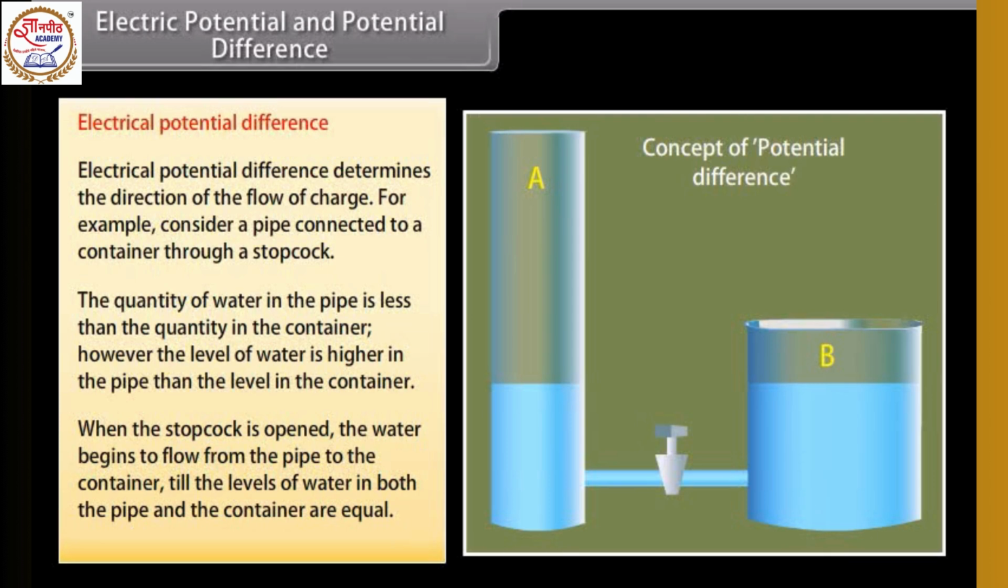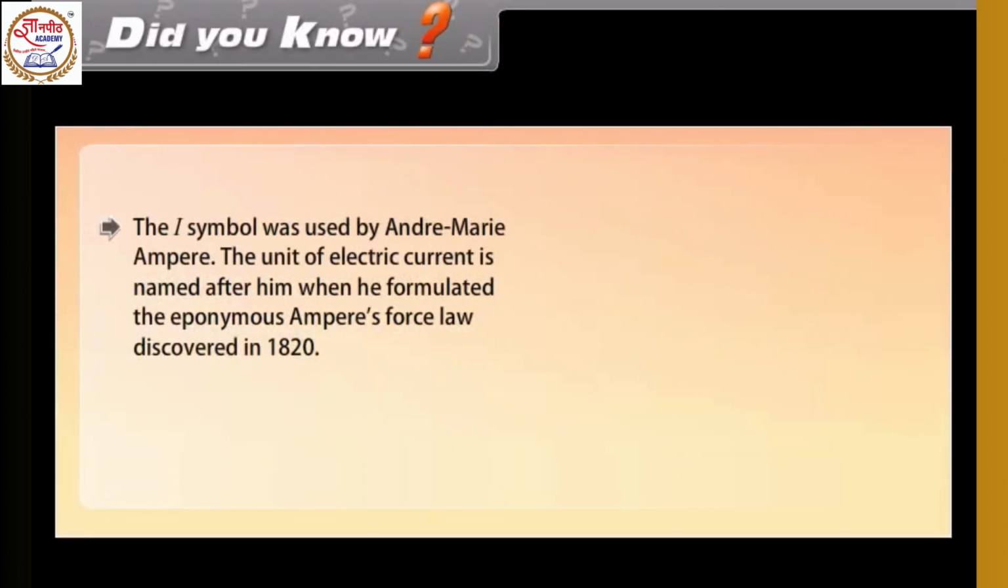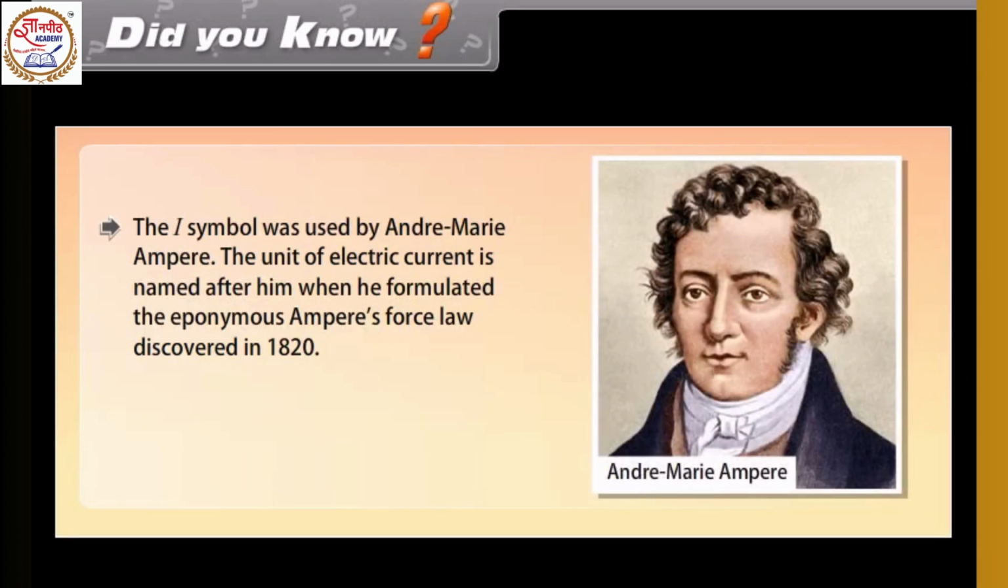This determines that it is not the quantity of water but the level of water which decides the direction of flow of water. It is the potential difference that is responsible for the flow of water. Did you know? The I symbol was used by André Marie Ampère. The unit of electric current is named after him when he formulated the eponymous Ampere's force law discovered in 1820.